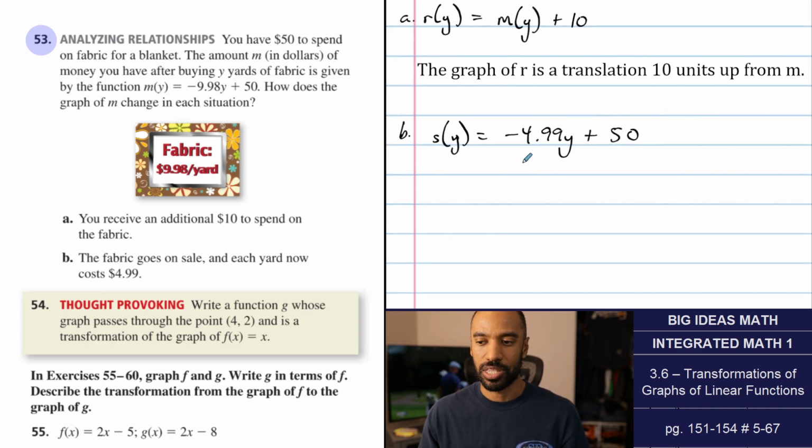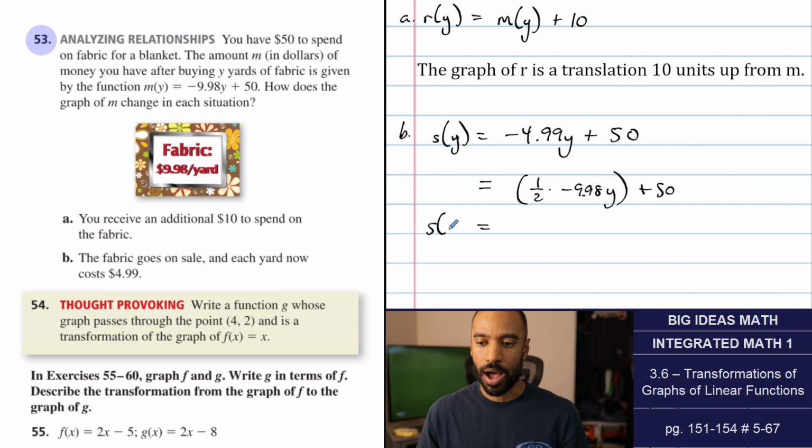We do want to change the $9.98, though, into $4.99. Sounds like you take half of it, but not the half of 50. So we need to do 1/2 times your $9.98, like that, which means that's going to be S of Y will take M of 1/2 of your Y here, then plus 50. So we want to make that 1/2.